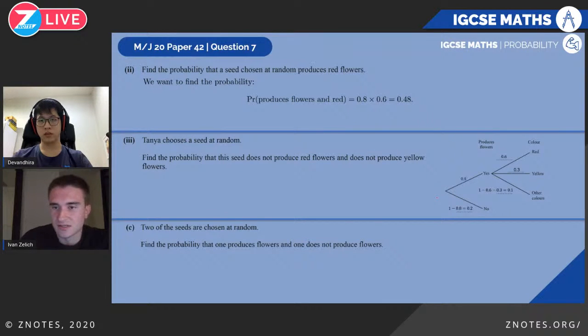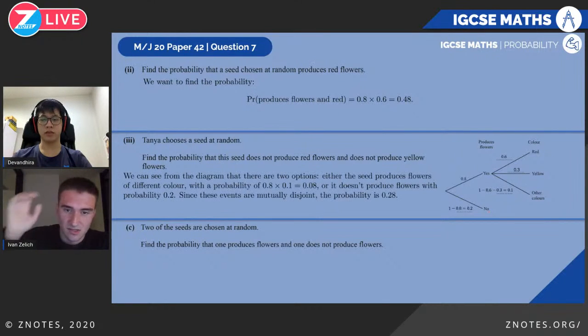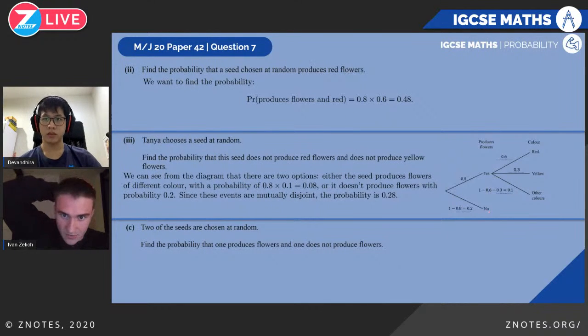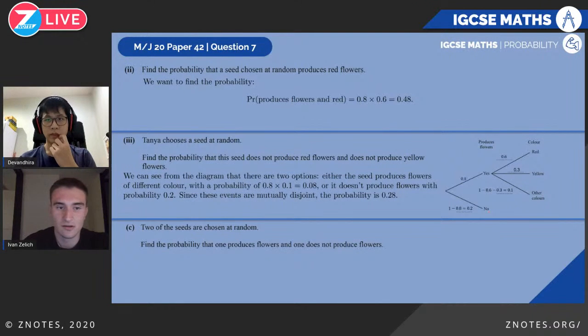So there's kind of 2 cases here. If it produces flowers, then it can't be red or yellow, so it has to be another color, so 0.1. But if it doesn't produce flowers, then that's a probability of 0.2. And these events are mutually disjoint. So yeah, we can add them and we get that 0.28 is the answer there.